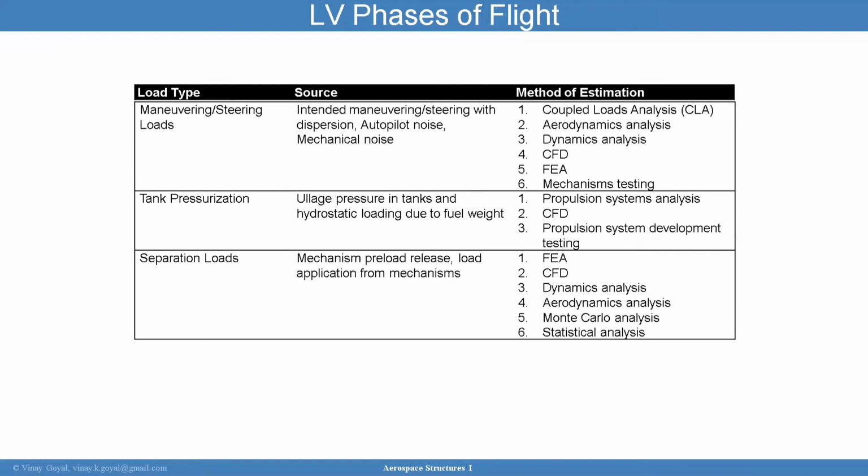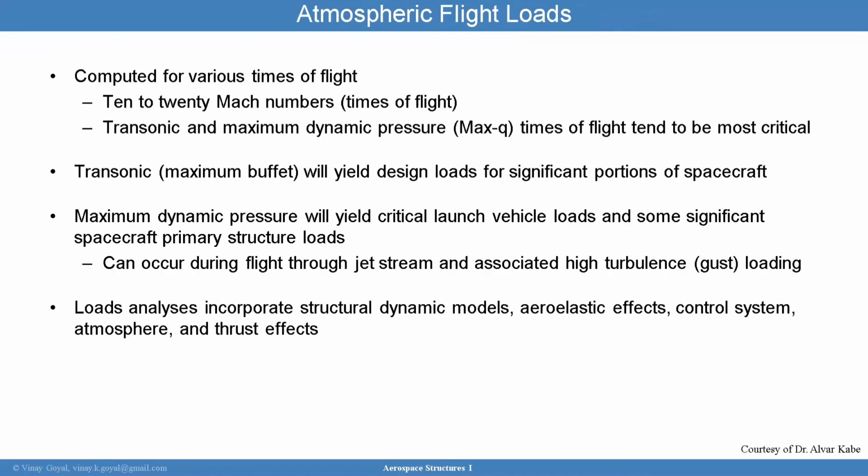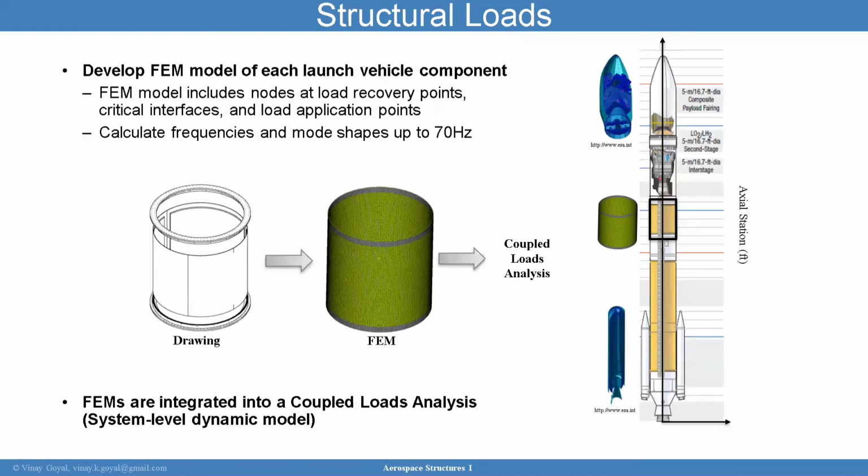Maneuvering and steering is going to involve the GNC team, and the source is autopilot noise, mechanical noise. You have the tank pressure, and that's going to be the source where there is an ullage pressure in tanks. And again, the propulsion system analysis will give you a lot of that. Separation loads, we talked about how CFD can be of great help here. And so once you go through these analyses that provides you the loads across a whole launch vehicle and at different times in flight, you can then use that information.